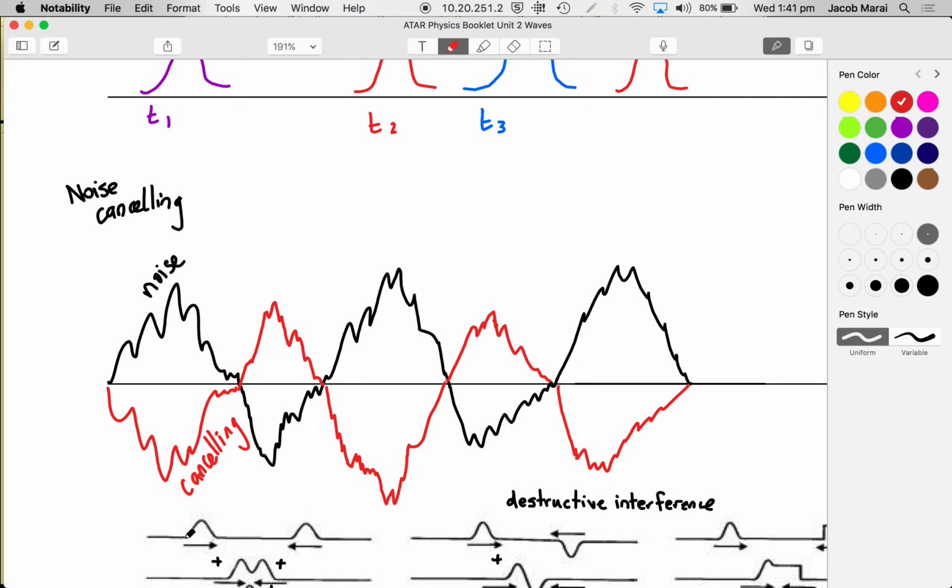So if you've ever been on a long flight and you place your noise-cancelling headphones on, you can't hear the engine, you can't hear the noise in the cabin. Okay? It's not perfect, but it can remove a lot of that noise.